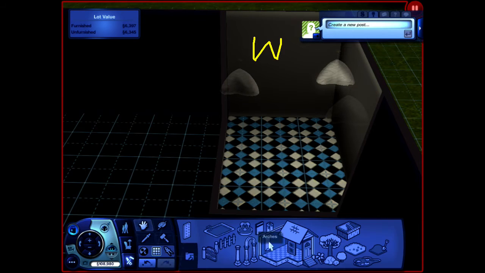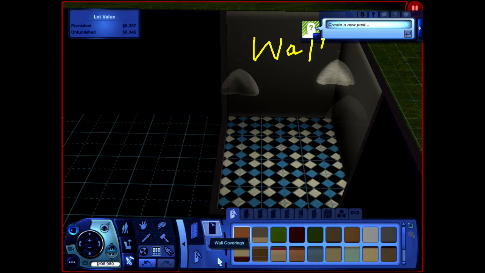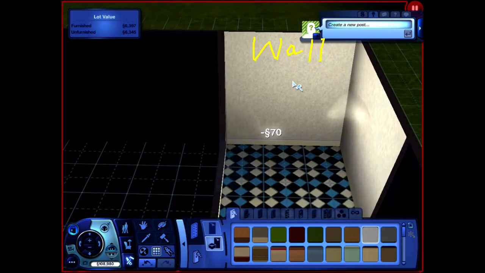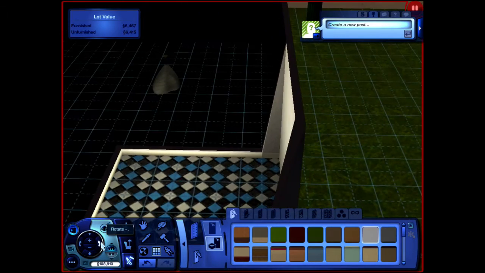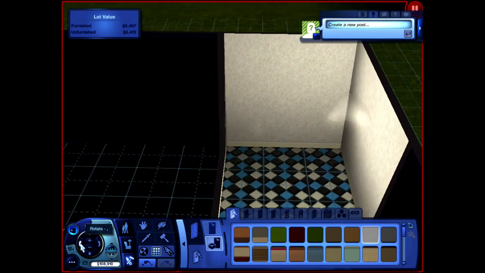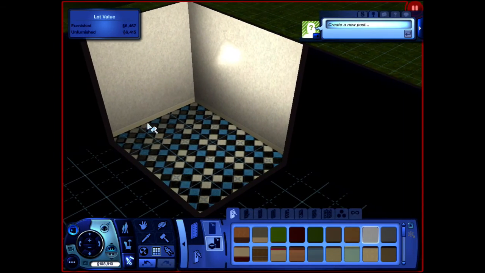Let's go ahead and put some paint on the wall. Okay, I think I want something light. It's going to be beautiful. It just brightened up the whole bathroom instantly, all that light in the bathroom. So that's it. Now let's go shopping.